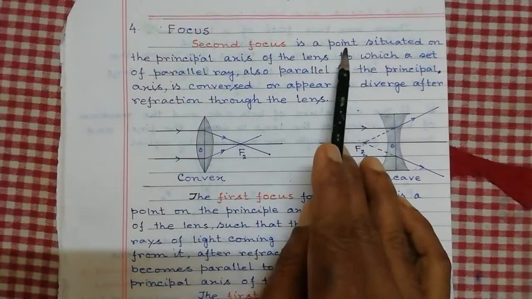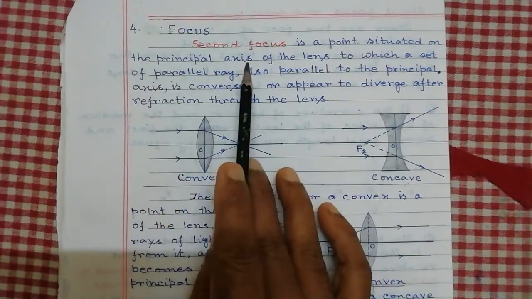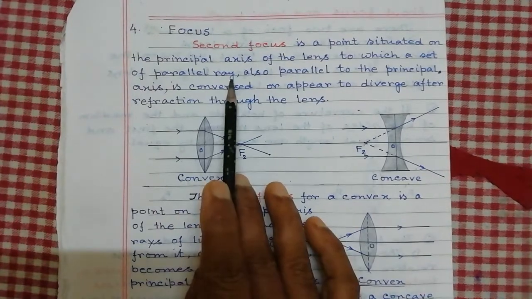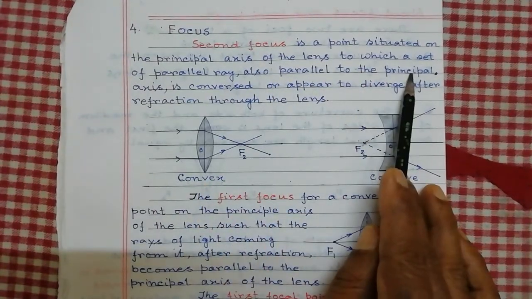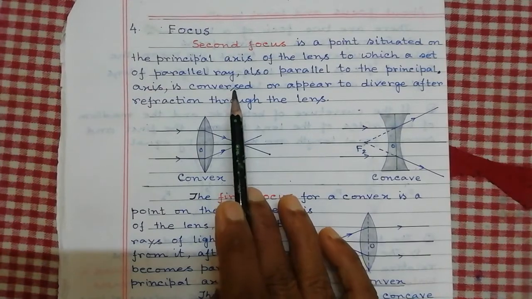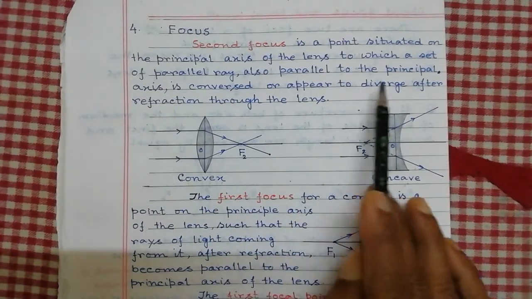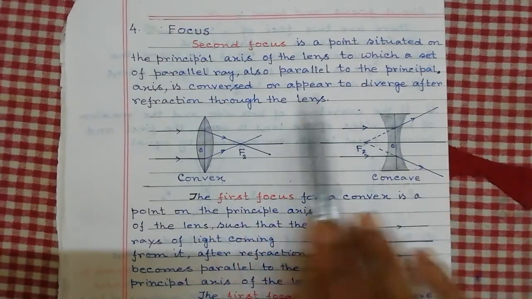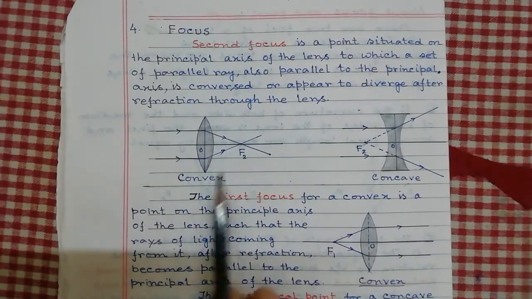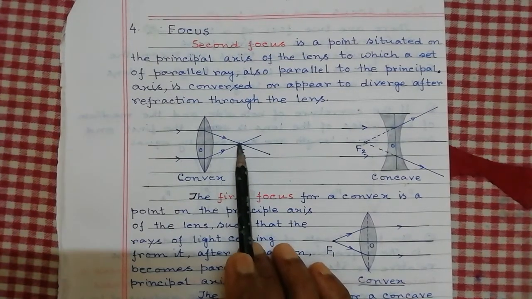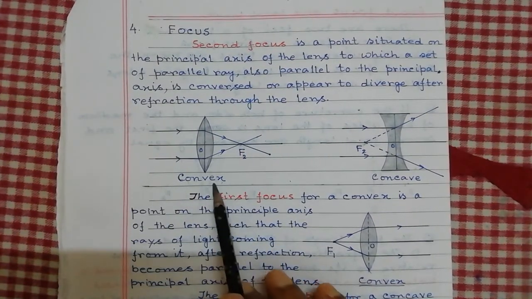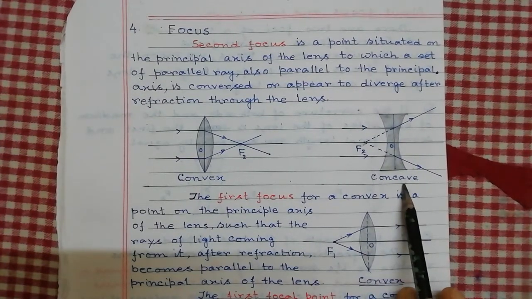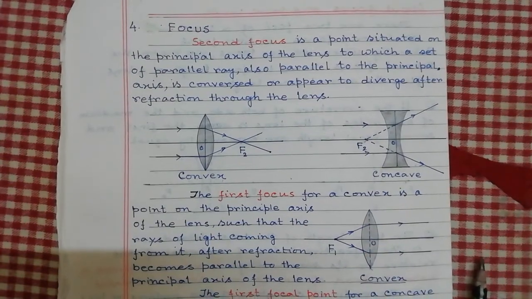The second focus is a point situated on the principal axis of the lens to which a set of parallel rays, parallel to the principal axis, converge for the convex lens or appear to diverge from for the concave lens after refraction through the lens. F2 is the second focus and it is the real focus of the convex lens. F2 is the second focus for the concave lens and it is virtual.